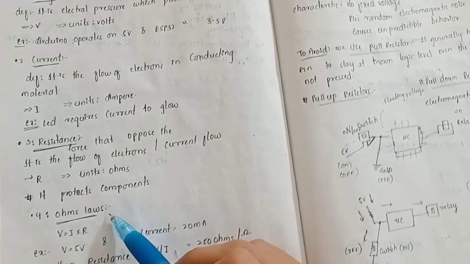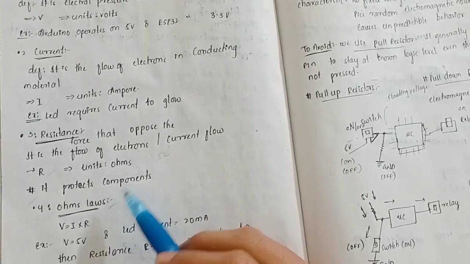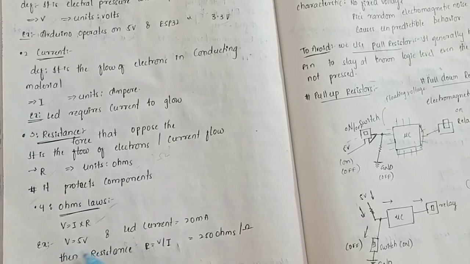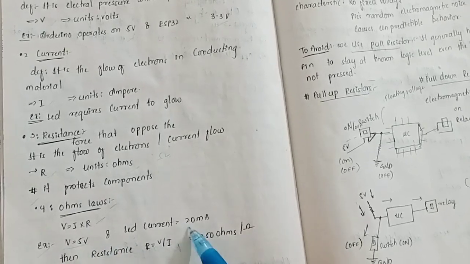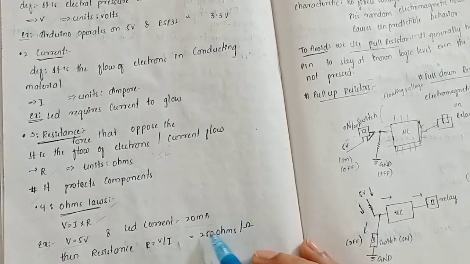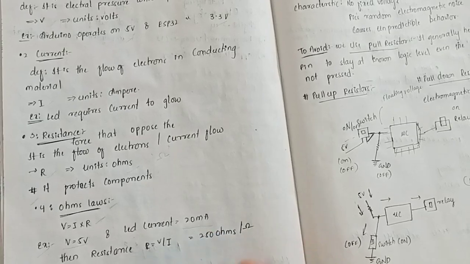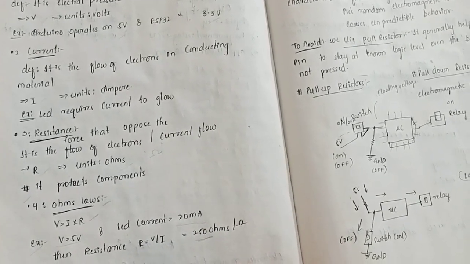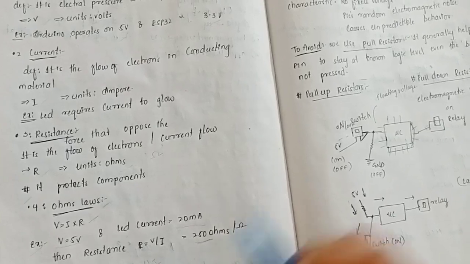We also know that Ohm's law, which is defined as V equals to IR. Let's get an example. When the voltage is 5 volts and LED current is 20 milliamps, the resistance would be 250 ohms, which is done using R equals to V by I. It's a simple algebraic expression.